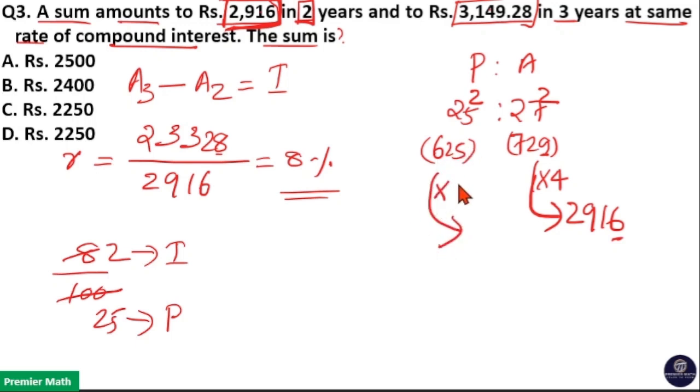So multiply 625 with 4. Here if I multiply 729 with 4, I will get 2916. So in the same way, if I multiply 625 with 4, I will get 600 into 4, 2400. 25 into 4, 100. So 2400 plus 100 is 2500. So the principal is 2500. Option A is your answer.